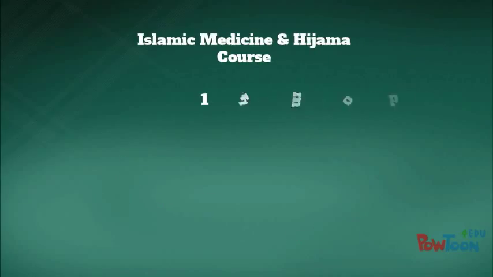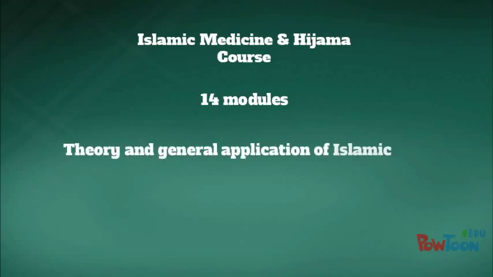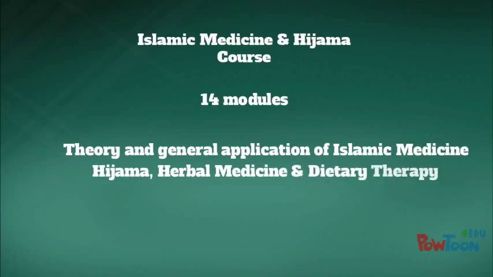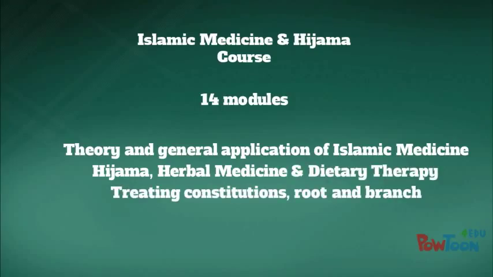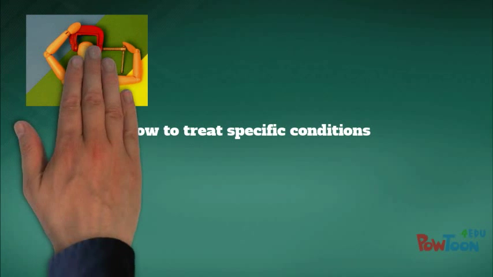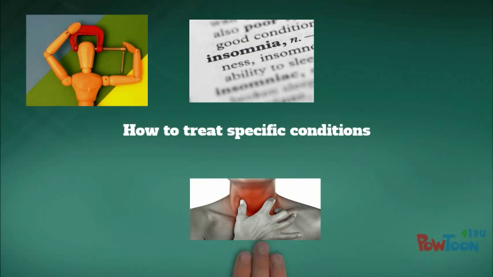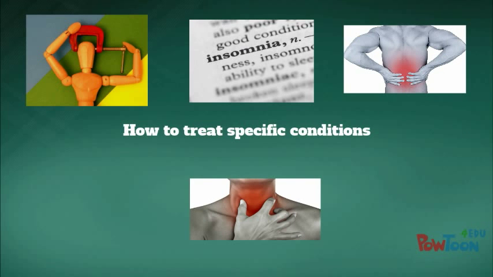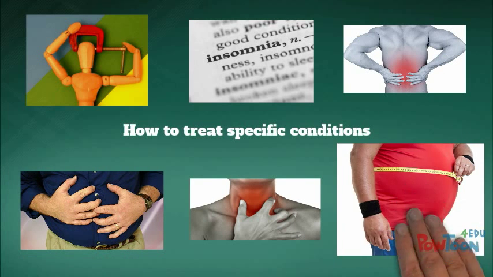The course itself that I have prepared is divided into 14 modules or sections. The first 7 deal with the theory and application of Islamic medicine and the modalities of hijama, herbal medicine, and dietary therapy based on a person's constitution and presenting illness. The remaining 7 modules discuss the best ways to treat specific illnesses from different categories of clinical medicine, things that you will be seeing daily in your practice, things that people are complaining about.